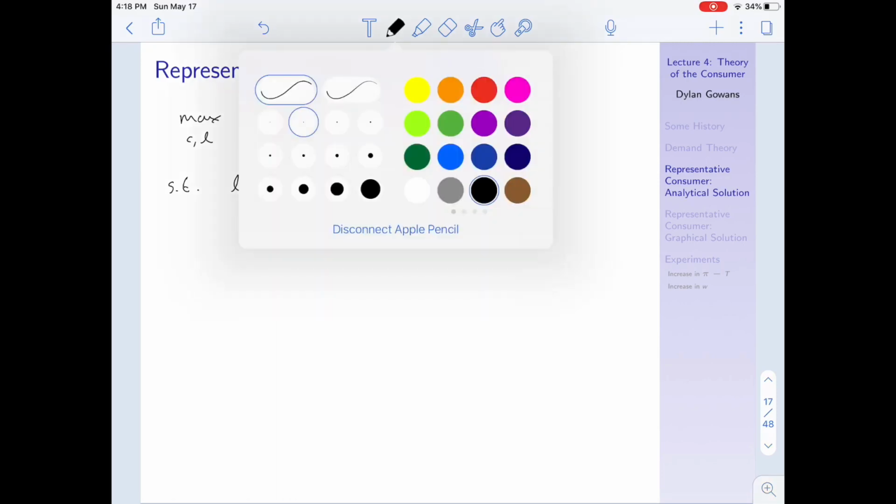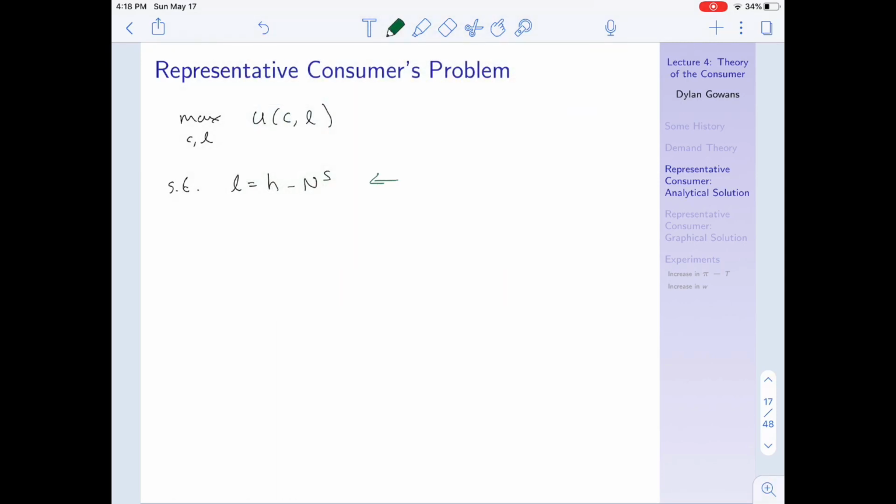Okay, so let me just write exactly what this is. This just says I divide my total hours, which is H, between leisure, which is L, and labor, which is N^S, it's labor supplied. Okay. So that's one constraint. This is the hours constraint.